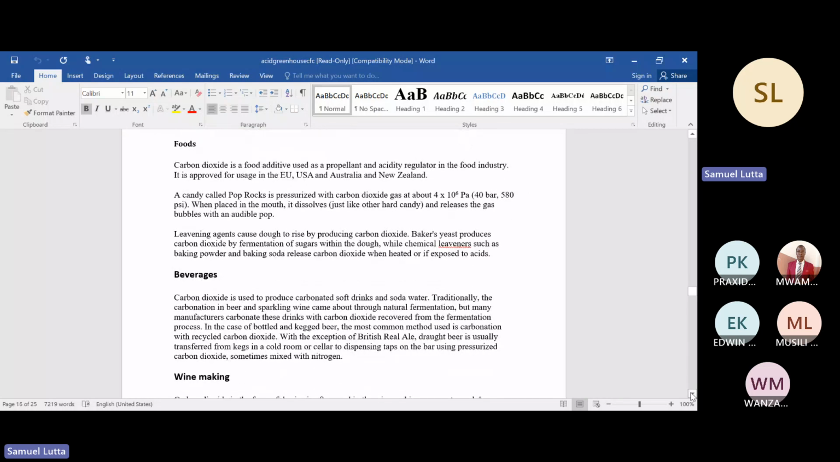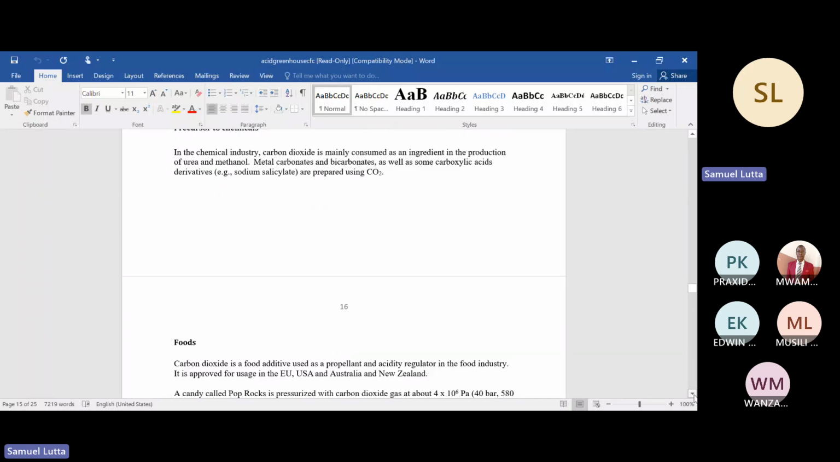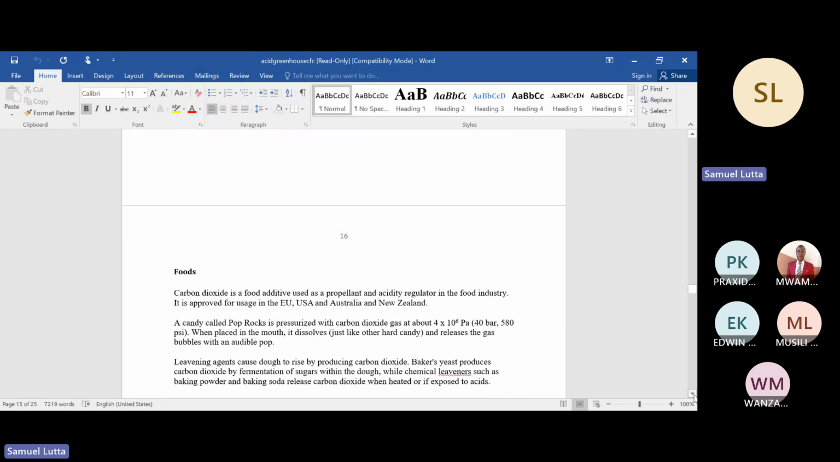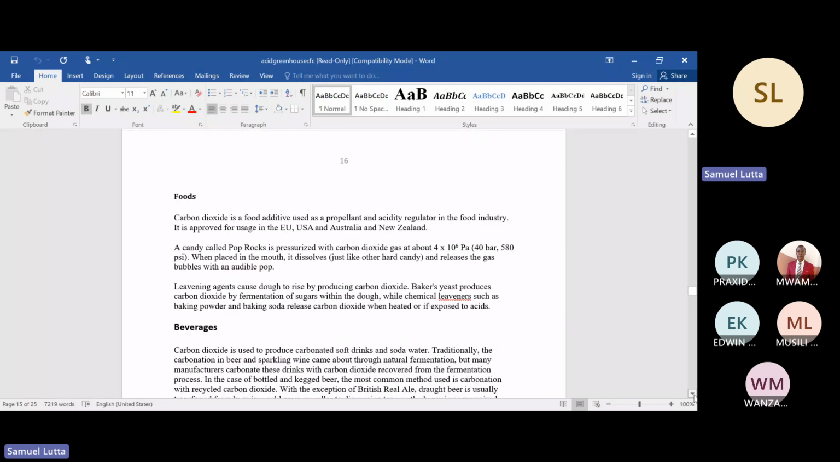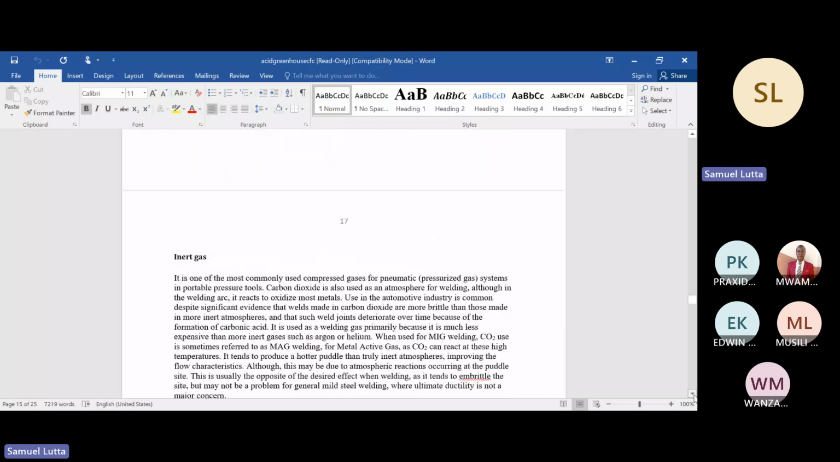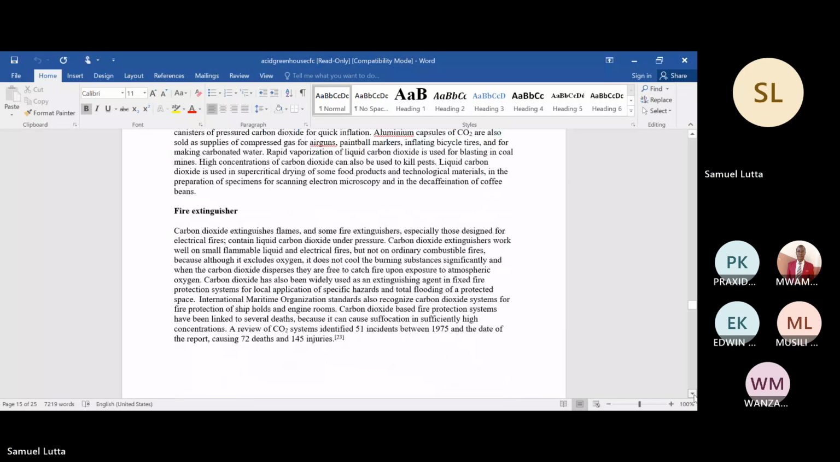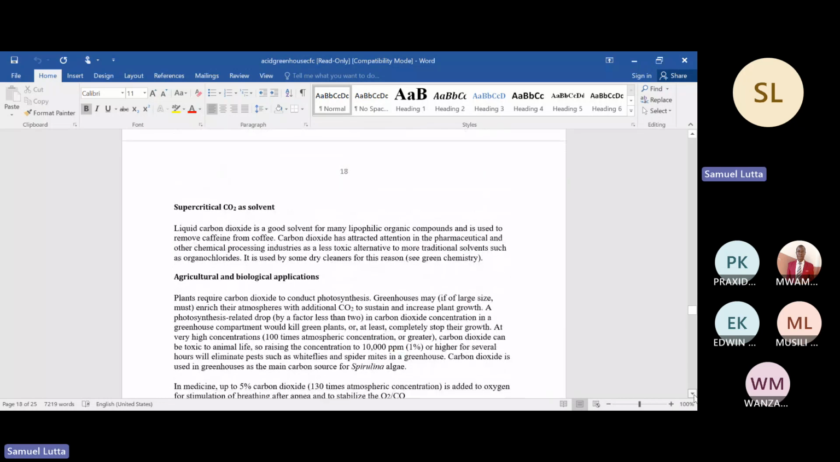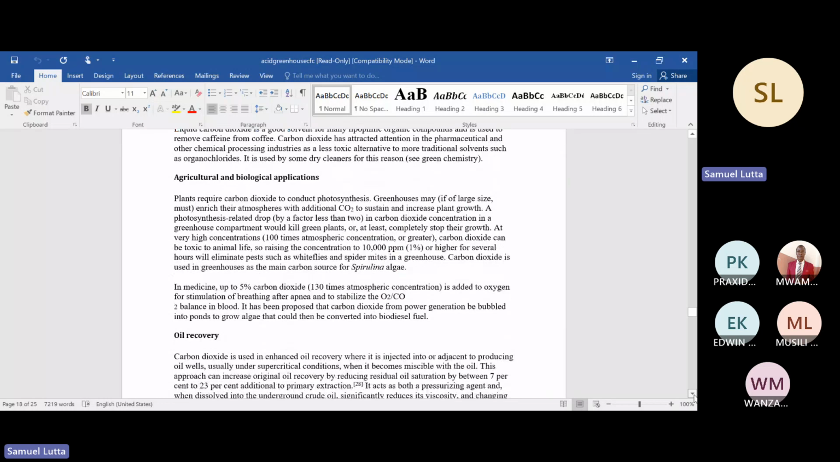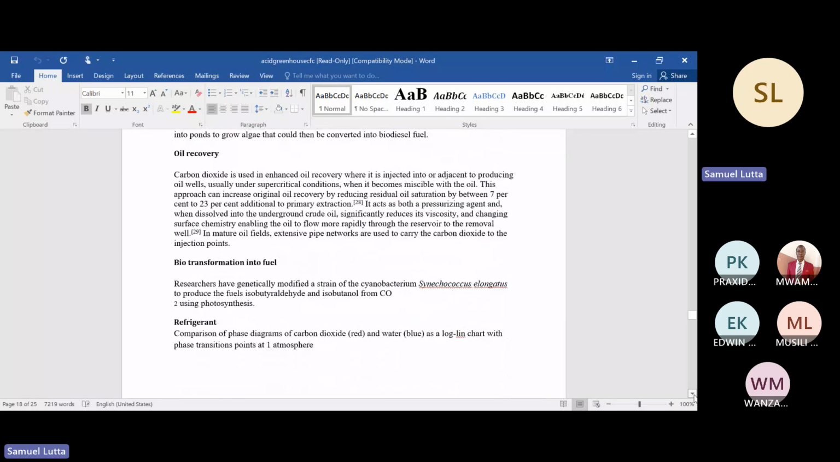It is used in industries, food industries, beverages. I think you've heard about carbonated drinks. So it's normally put in beverages, wine making, and so on and so forth. And even fire extinguishers, some of them are made by use of CO2. And then it's also used as a solvent in separation techniques and also in agricultural activities.